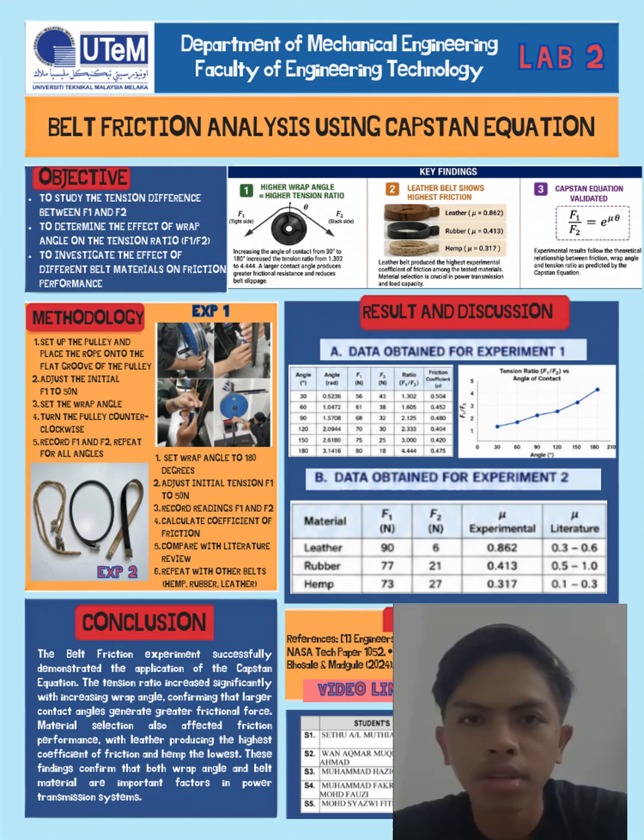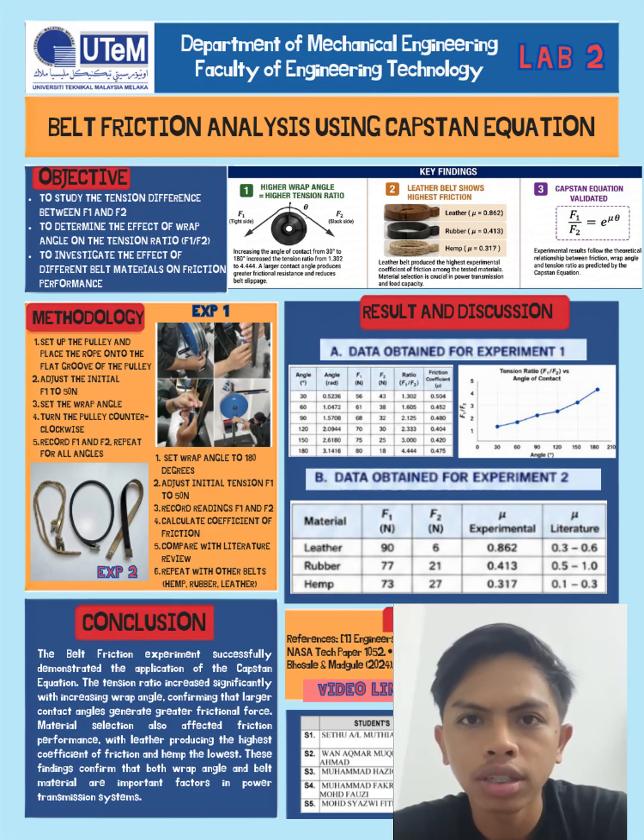Thank you. Based on our result, the tension ratio increased as the wrap angle increased. This can be explained using the capstan equation, where the tension ratio is proportional to e to the power of mu theta, with mu the coefficient of friction. As the wrap angle becomes larger, the contact area between the belt and pulley increases, generating greater friction and allowing higher force transmission without slipping.